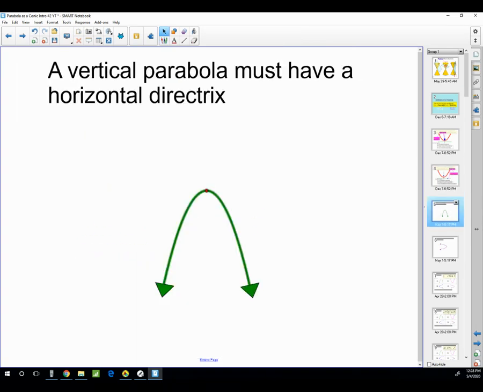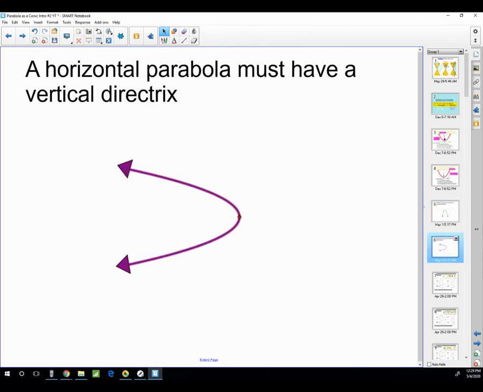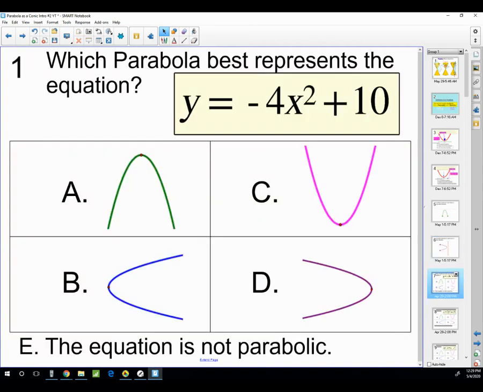That is a vertical parabola. It necessarily has a horizontal directrix. You should recognize that parabola as a function. That's not a function. It is a horizontal parabola. It necessarily has a vertical directrix. We use the idea of a parabola being a function as well as its lead coefficient here to identify this answer. So this is a function because it's x squared, negative lead coefficient.